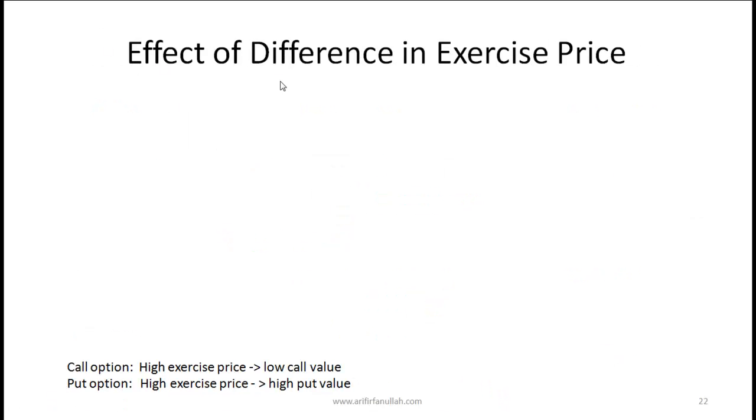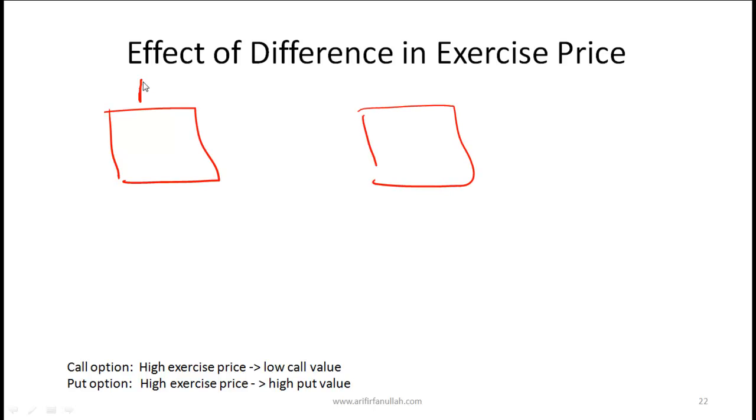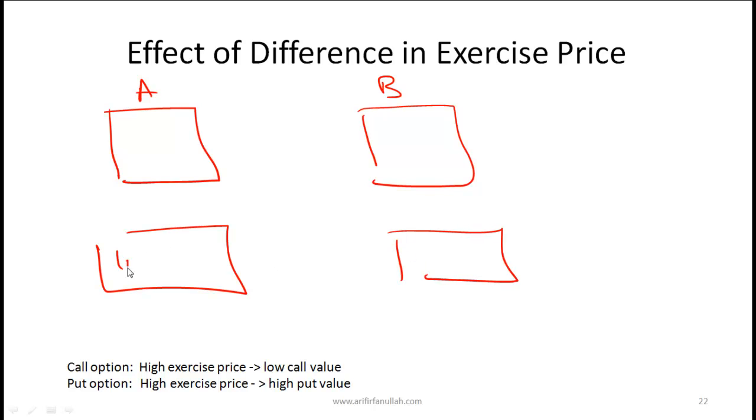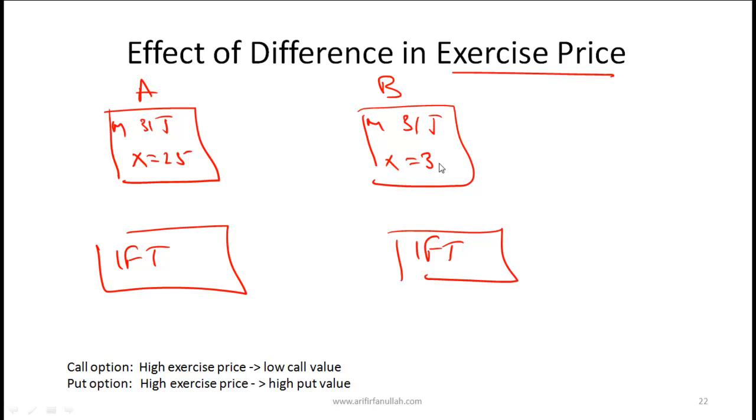Now let's look at the effect of a difference in exercise price. A simple way to understand this is, let's say we have 2 call options, A and B. Both are on the same underlying. So in both cases, the underlying is, say, 1 share of IFT. And let's say that these options are similar in all respects. The same underlying, and both mature on 31st July. The only difference is in the exercise price. So A has an exercise price of 25 and B has an exercise price of 30.